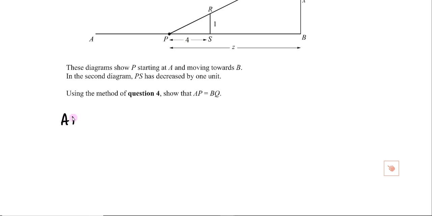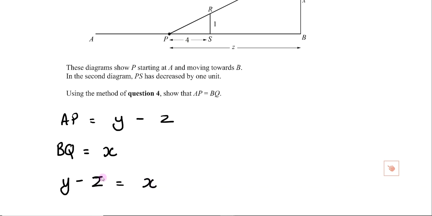I did AP equals Y minus Z, and then BQ equals X, and then Y minus Z equals X. So then you did Y minus Z equals X, so BQ equals X. And then I found the values of X and Y, Y and Z. So Z was 4X and Y was 5X. So then it was 5X minus 4X equals X.